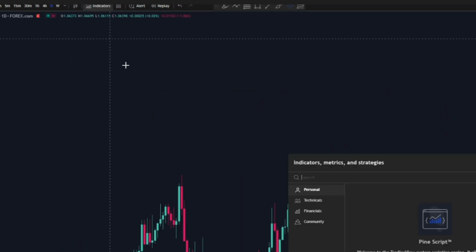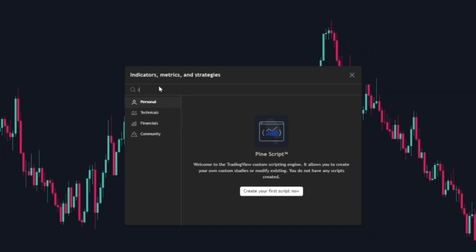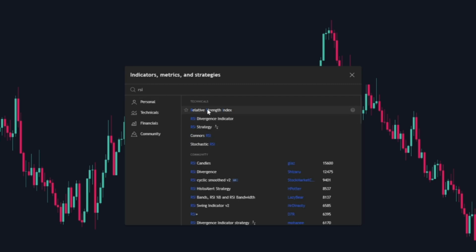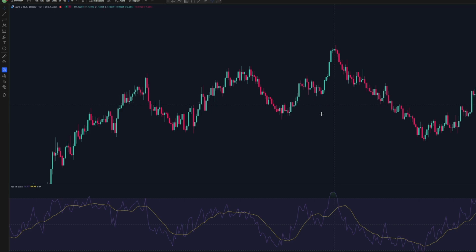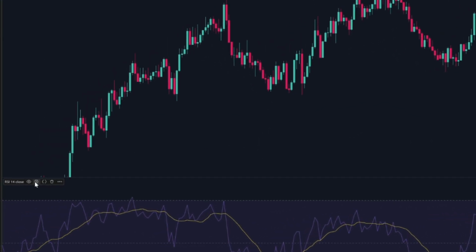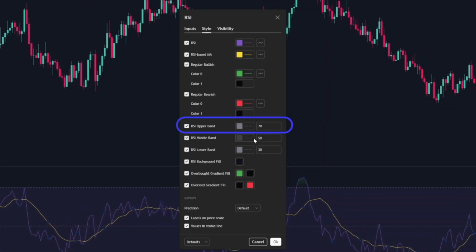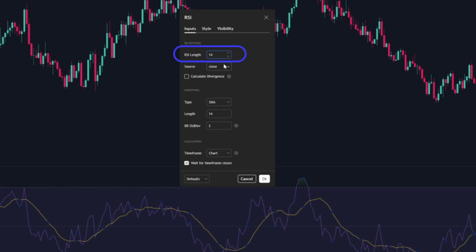Open TradingView and click on the Indicators tab at the top. In the search bar, type RSI and select Relative Strength Index from the list. Once it appears on your chart, click the Settings icon. First, adjust the upper band to 70 and the lower band to 30. This helps you easily spot overbought and oversold conditions. Next, change the length from 14 to 13, making the RSI more responsive to price movements.